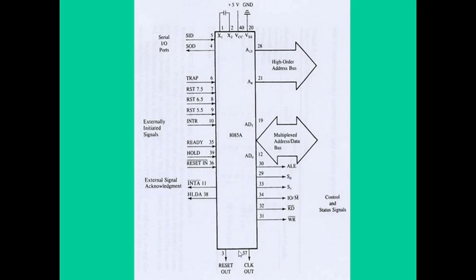Sixth classification is serial input output ports. The 8085 has two signals to implement serial transmission, that is SID and SOD. SID means serial input data, SOD means serial output data. In serial transmission, data bits are sent over a single line, one bit at a time. Such transmission is called serial transmission.